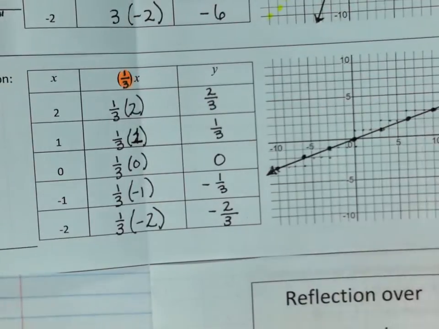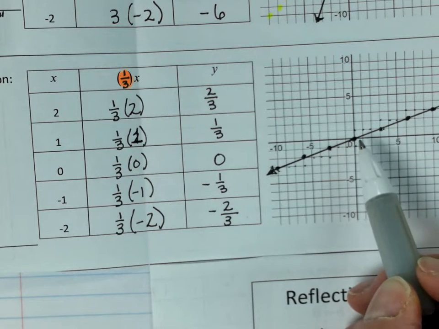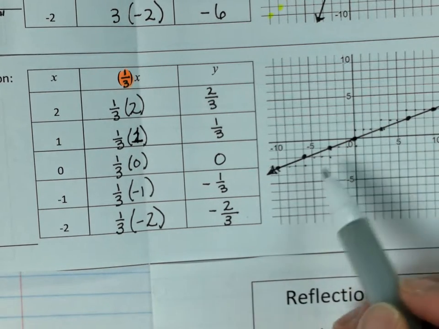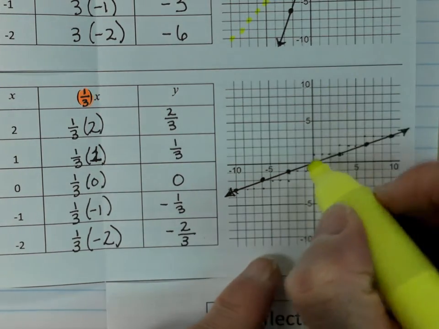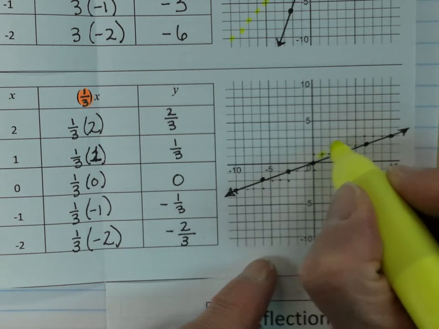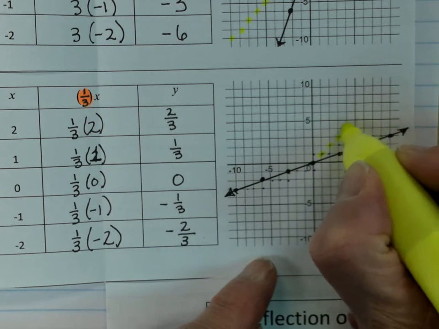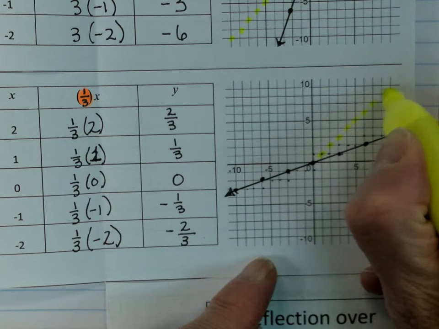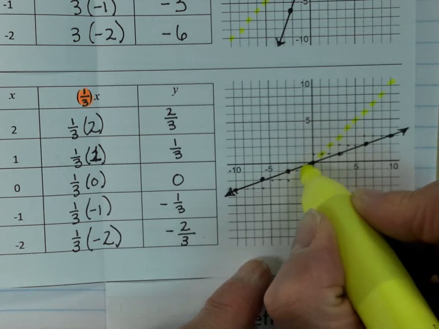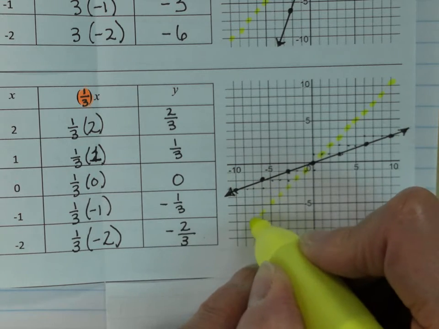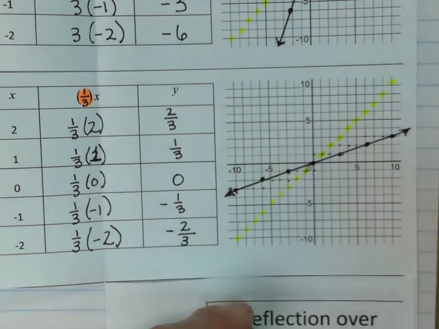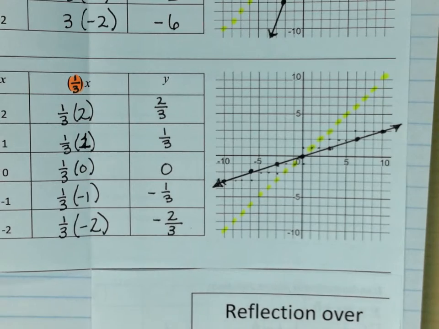Notice my y-intercept was at 0. It's the same as the parent function. Let's go ahead and draw in our parent function so we can see what happened. So remember, my parent is up 1, right 1, up 1, right 1, and I'm going to do that all the way. And then down 1, left 1, down 1, left 1. I'm going to go all the way the other way. So the reason I'm doing this is so that I can compare it to the parent.